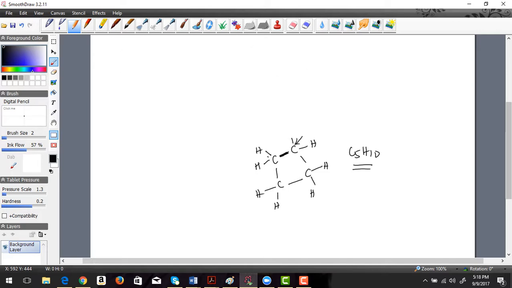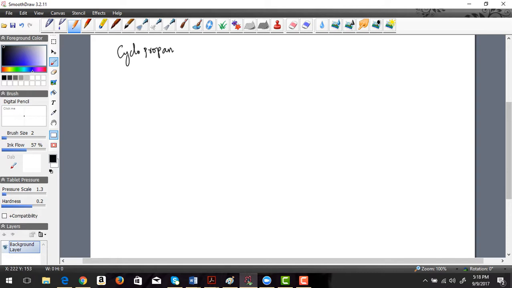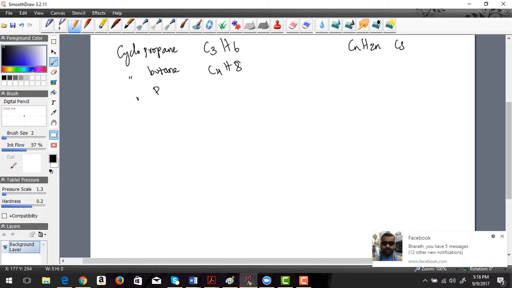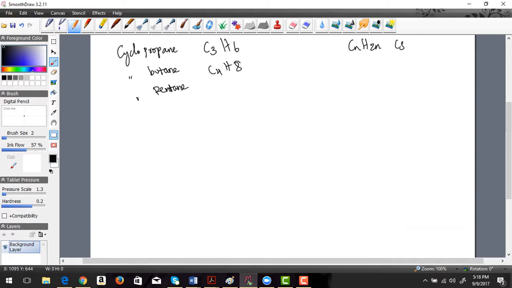So another class of compound: you can have cyclopropane, that is C3. How many hydrogens? Well, we do know cycloalkanes also have CnH2n, so C3 means 6. Cyclobutane means C4H8. Cyclopentane is C5H10, and cyclohexane, which is a compound that leads to a lot of confusion for some of you down the road, is C6H12.